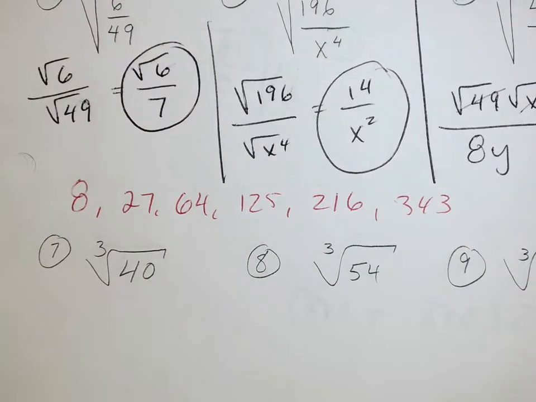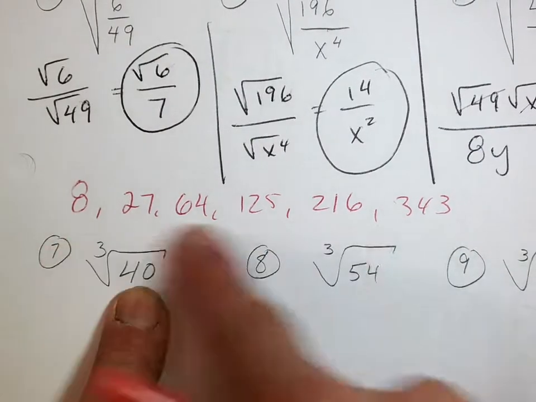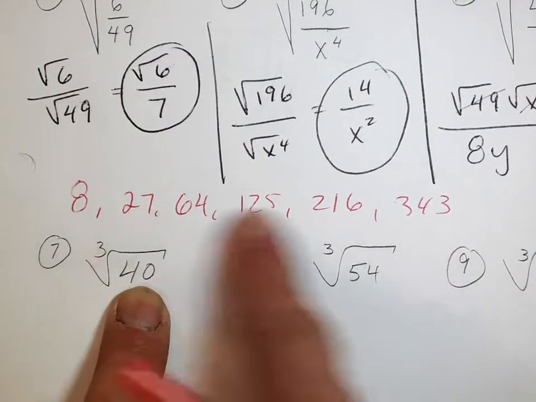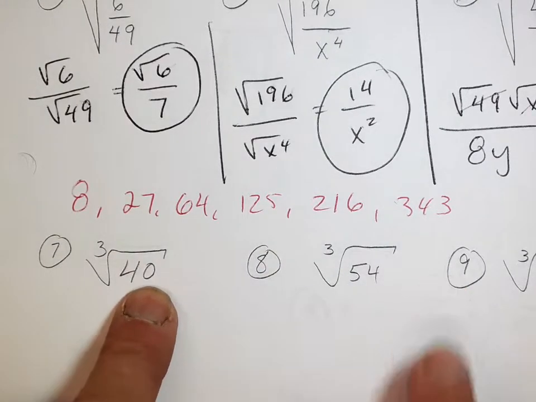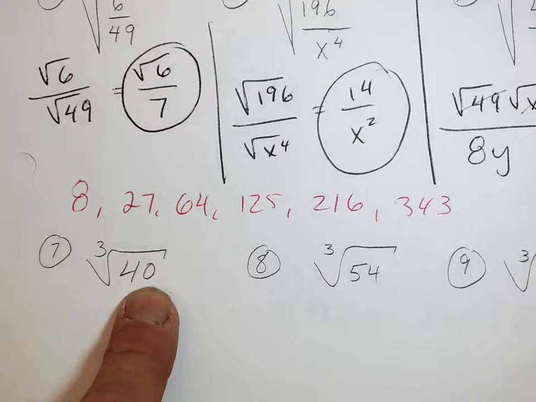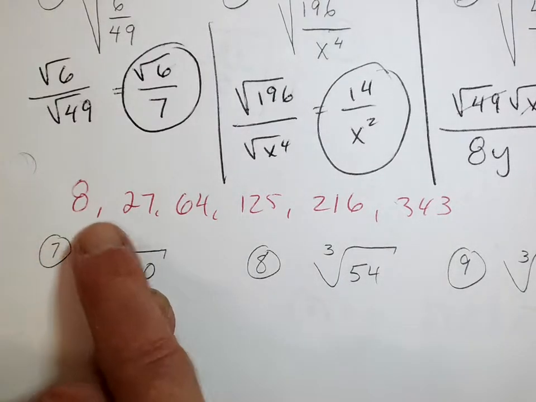Okay, so 40. Use these numbers. These are my perfect cubes. 40, what am I going to do? I need to use these numbers. What times what makes 40? 8 and 5. Does that make sense? 8 and 5, because there is a cube root of 8. So we have to use these numbers.